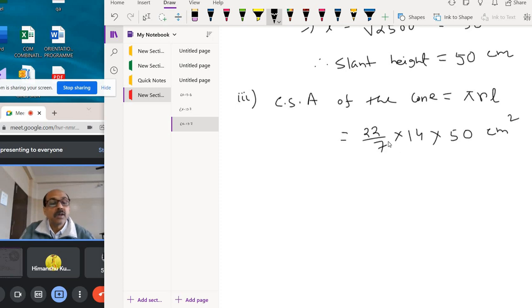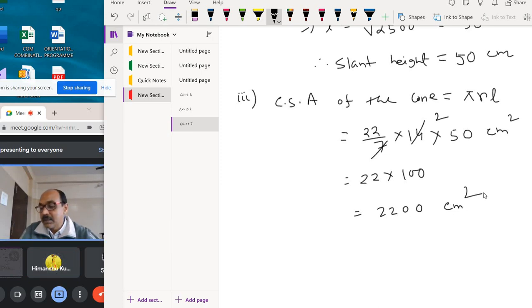Now 7 into 14 is 2 times. Then 22 into 2 into 50, 22 into 100. So 2200. It is 2200 centimeter square. This is the curved surface area of a cone.